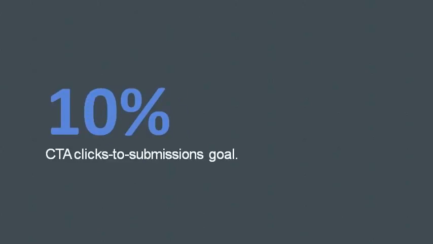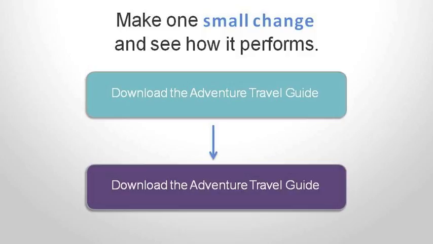When comparing clicks to submissions, 10% is a great goal. For those that clicked on the CTA and made it to the landing page, how many of those people actually submitted the form and became a lead? If we had 50 people that made it to the landing page from the CTA, and if 5 of them filled out the form on the landing page, we'd have a 10% click to submission rate and in turn a successful CTA. Whenever you experiment with your CTA designs, make one small change and see how it performs.